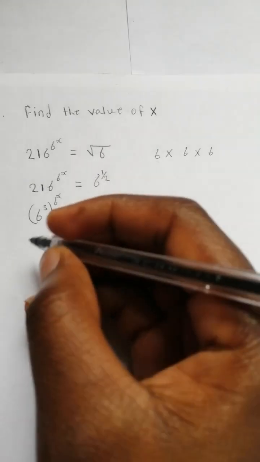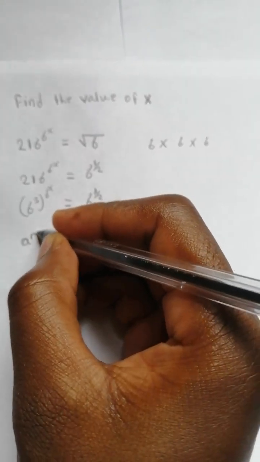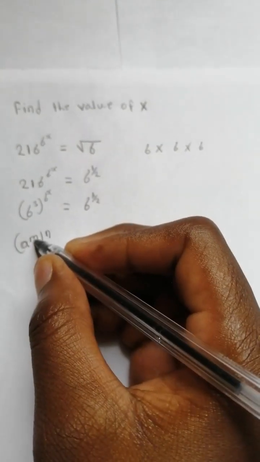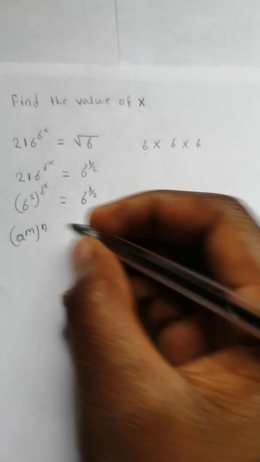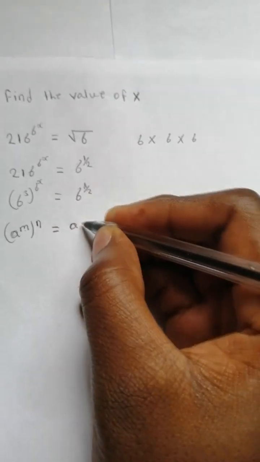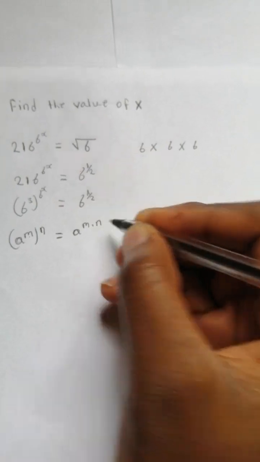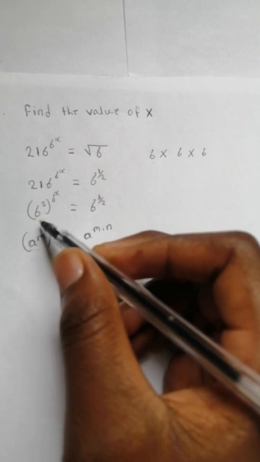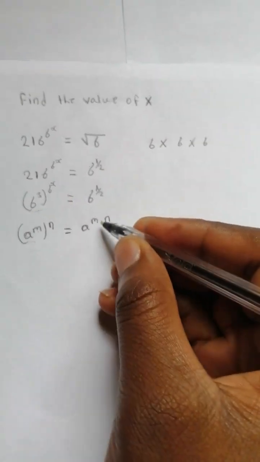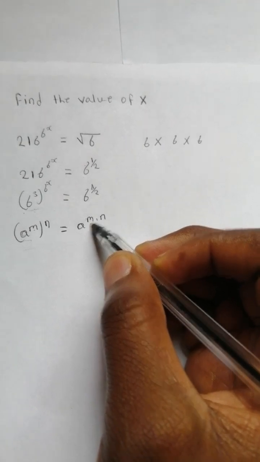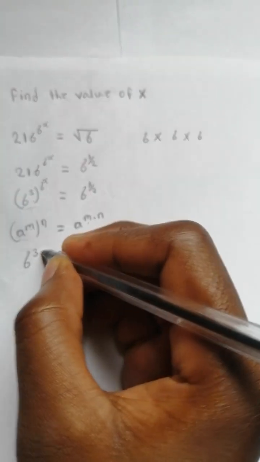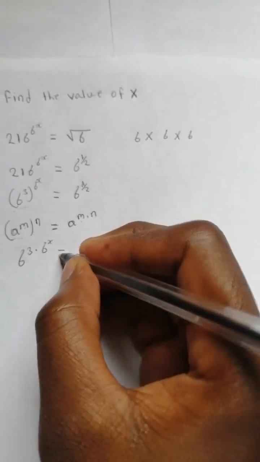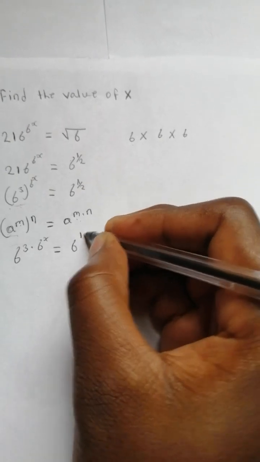So here from the laws of indices, we have a raised to the power m, all raised to the power n, like that. So this should be equal to a raised to the power m multiplied by n. So notice that what we have here is similar to what we have here. So we're going to write this in this way. It will be 6 raised to the power 3 multiplied by 6 raised to the power x, and then this should be equal to 6 raised to the power 1 over 2 like that.